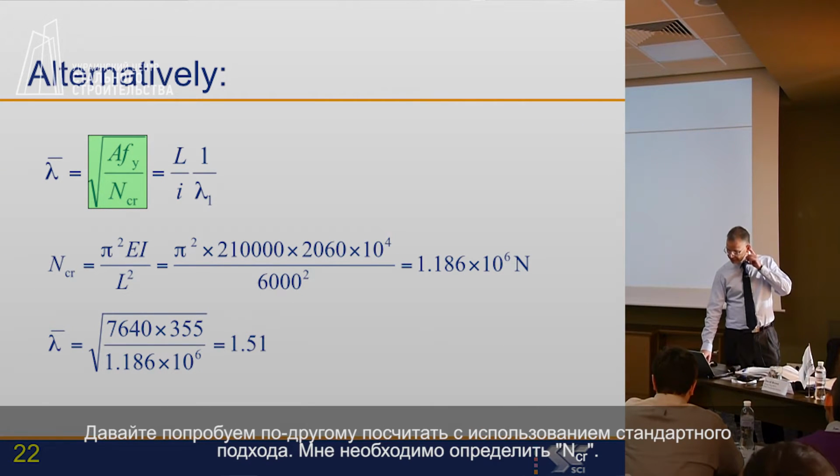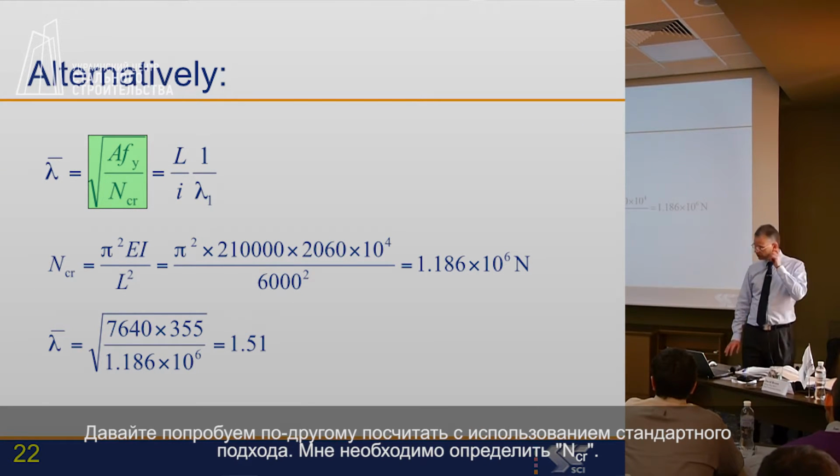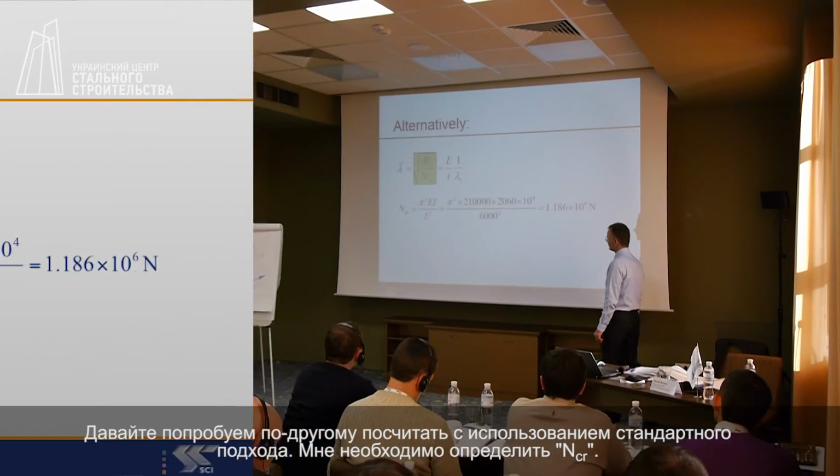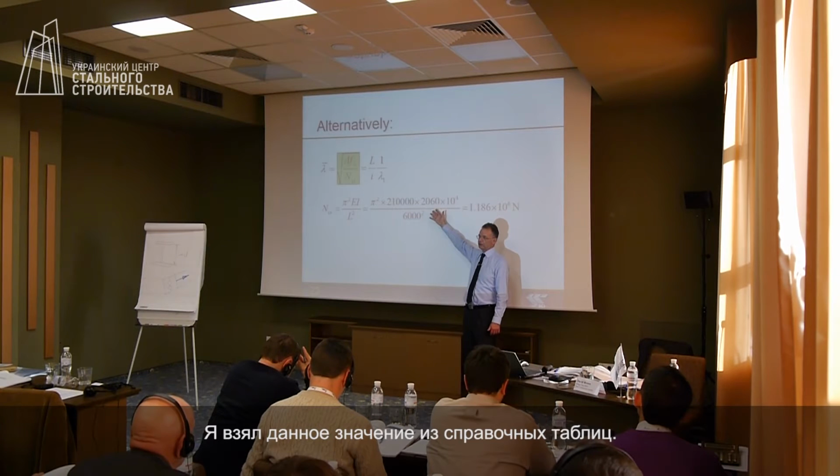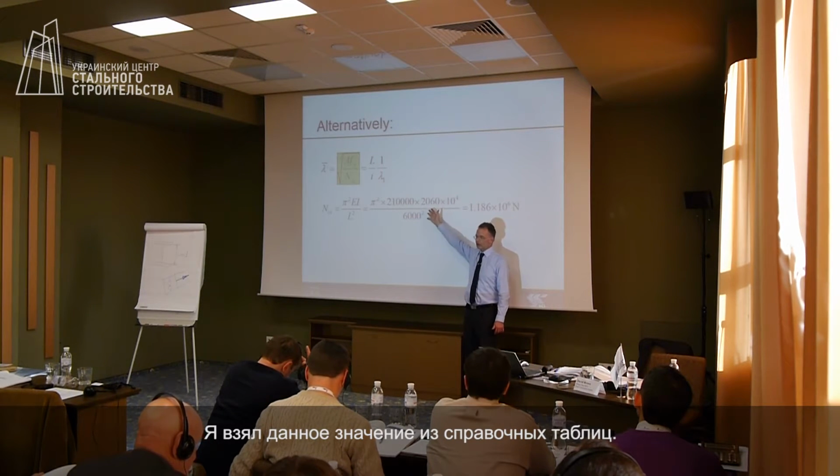Let's try it the other way around. Let's try the general approach. I need to work out N crit. This is the second moment of area, or the moment of inertia, perhaps you call it, in the minor axis. From some lookup tables, I've extracted that particular value.